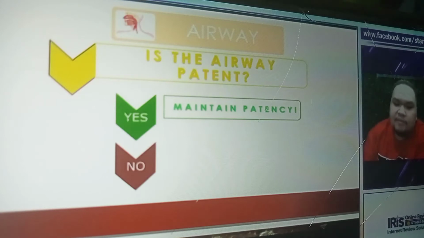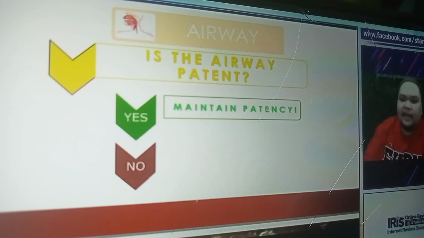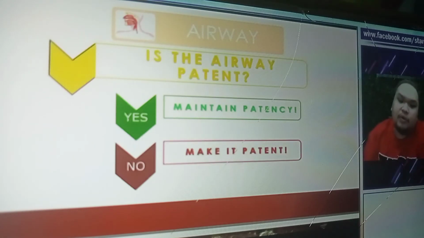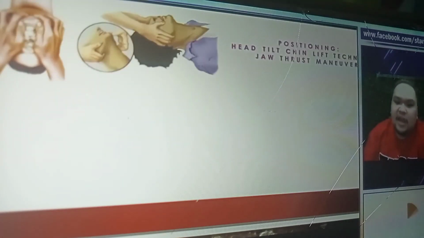There is a maneuver we do to position the airway so that it is patent. We are going to do the head tilt chin lift. Now, what if the airway is not patent? Of course, the team leader would say, make it patent. As I said, there are 3 things we can do to maintain the airway patency. One is positioning, using the head tilt chin lift technique or the jaw thrust maneuver.